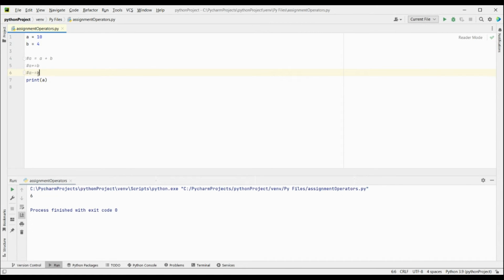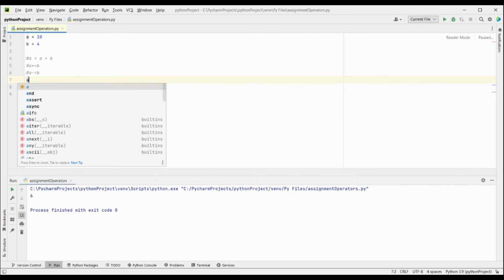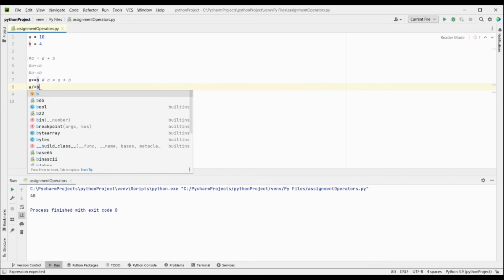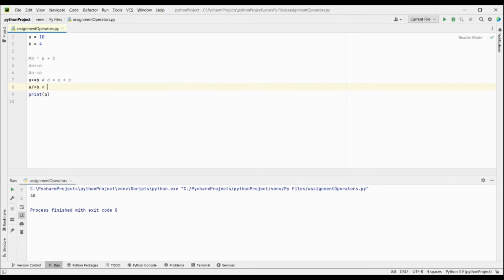Testing the multiplication operator as A multiply equals B. This is equivalent to A equals A multiplied by B. Testing the division operator as A divide equals B. This is equivalent to A equals A divided by B. When executed, it prints the value of variable A as 2.5.